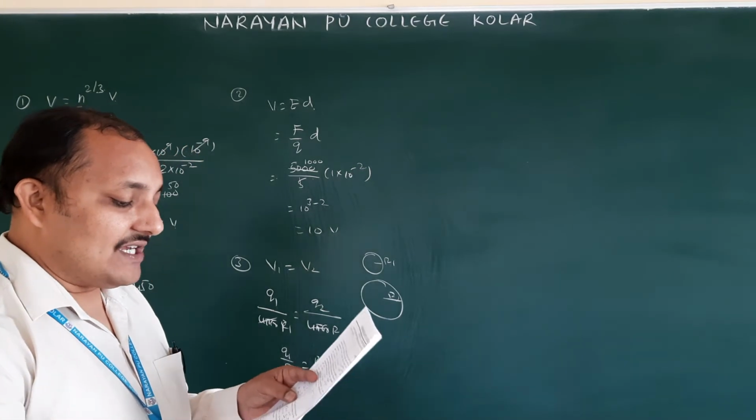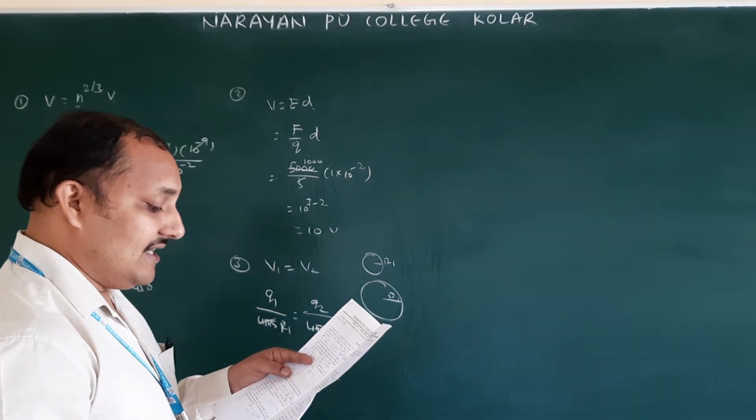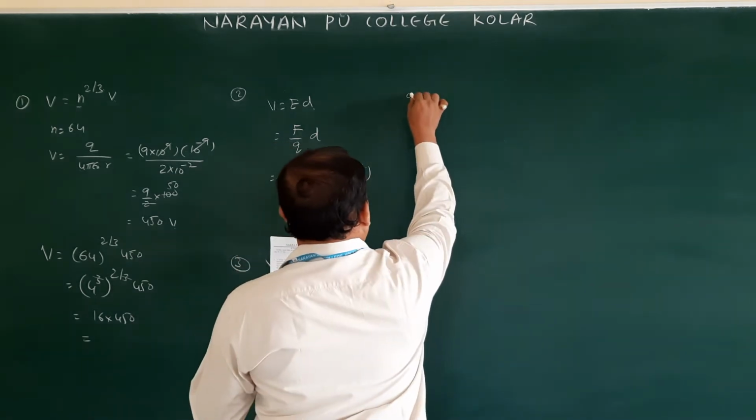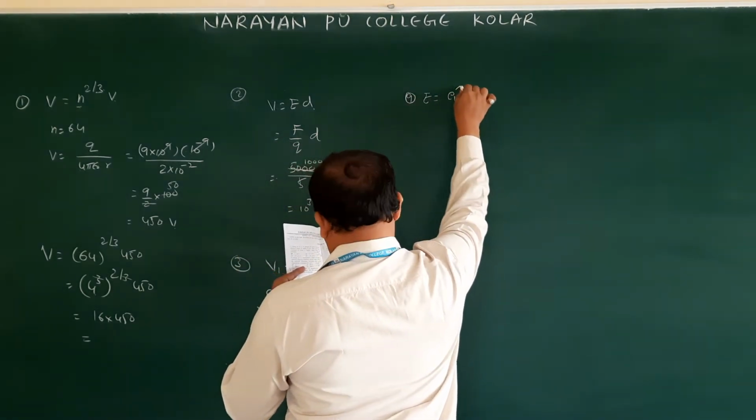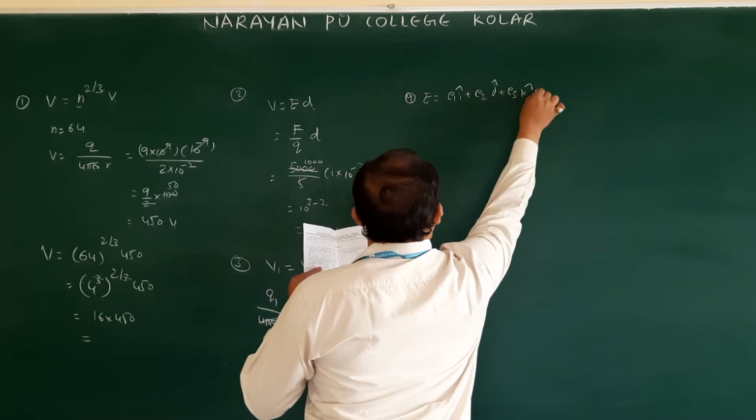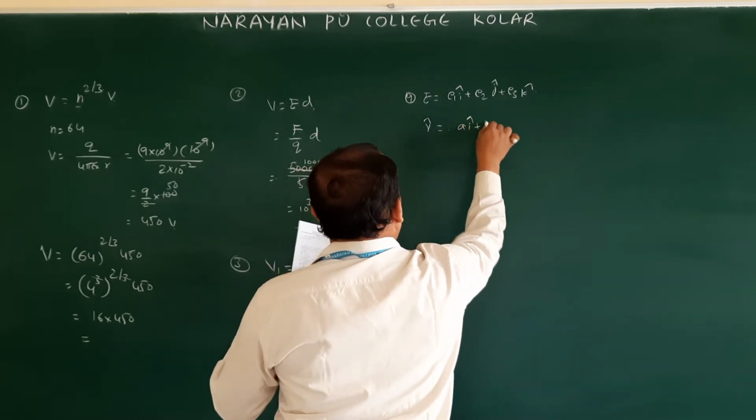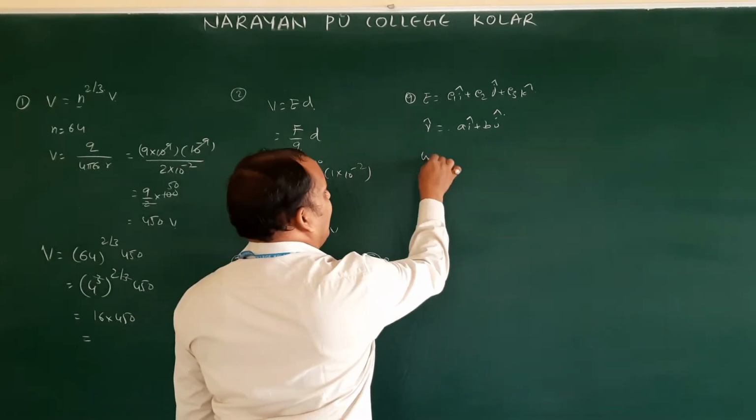The displacement of charge Q in the electric field E is R. The work done? E is equal to E1 i cap plus E2 j cap plus E3 k cap. R is equal to a i cap plus b j cap. What is the work done they are asking? What is the work done formula?